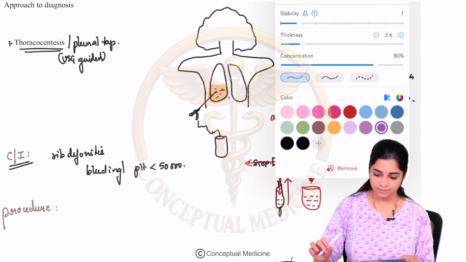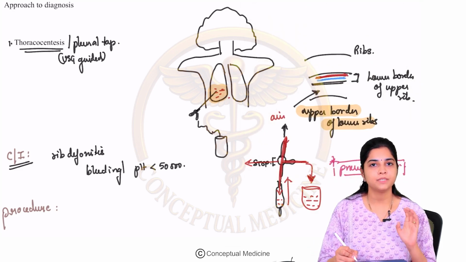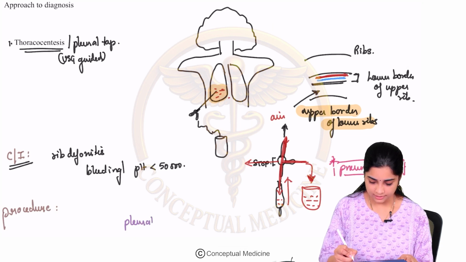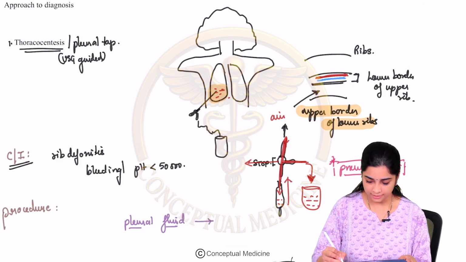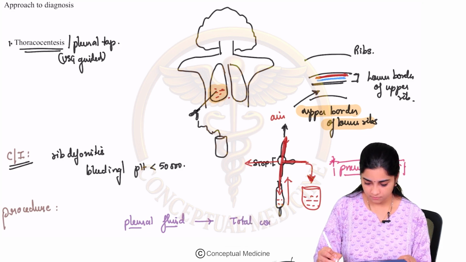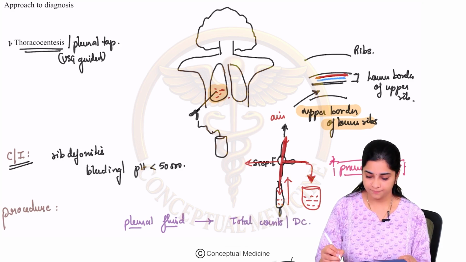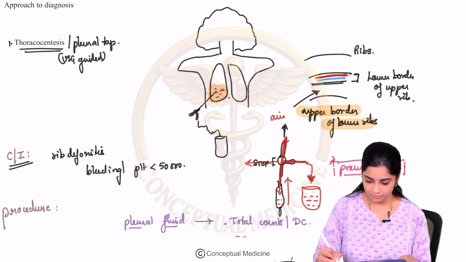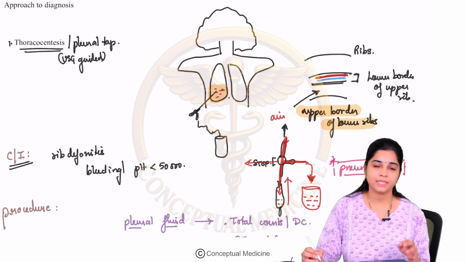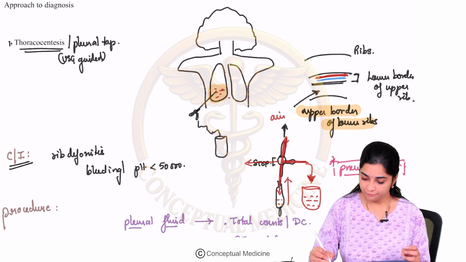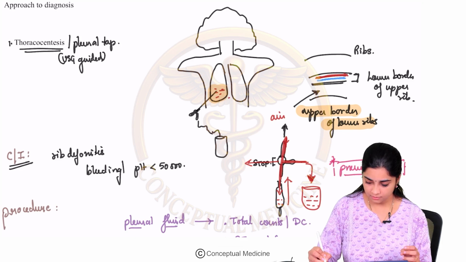Now once you have obtained a pleural fluid sample, what are the samples that you want to send? You will send for a routine which includes the total counts and the differential counts. Then you will have to send for a pleural fluid protein and a pleural fluid LDH. And if you are suspecting an infection within the pleural cavity, you may have to send for a pleural fluid gram stain and a pleural fluid culture.